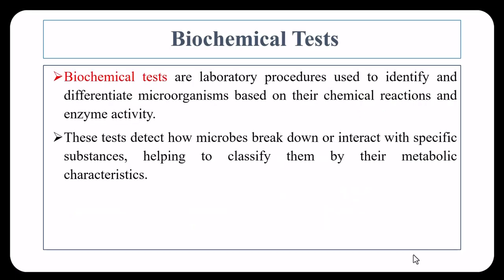So what we mean by a biochemical test is a lab method used to identify the microorganism and differentiate between them according to the enzyme activity and chemical reaction. These tests show how the bacteria metabolize or interact with a substance. For example, some bacteria can break down hydrogen peroxide while others cannot. How can we differentiate between them? By adding the hydrogen peroxide. If they give a positive reaction or negative reaction, we can differentiate and identify the bacteria species.